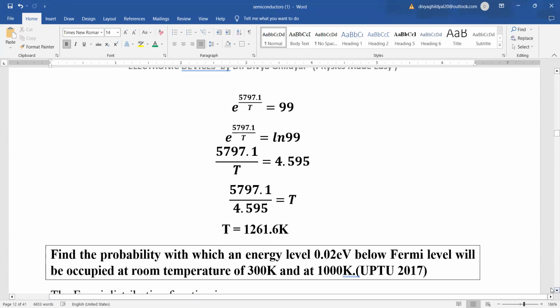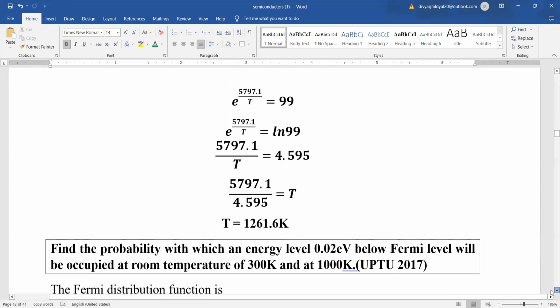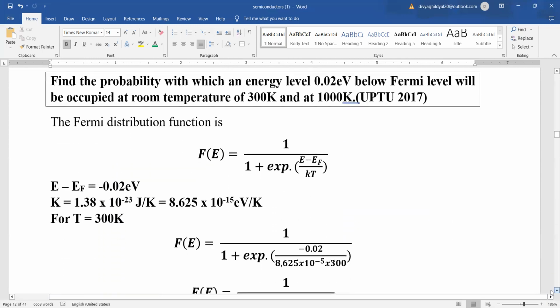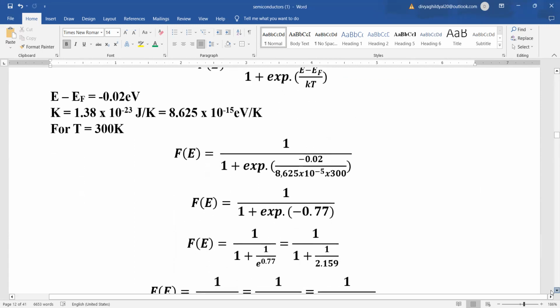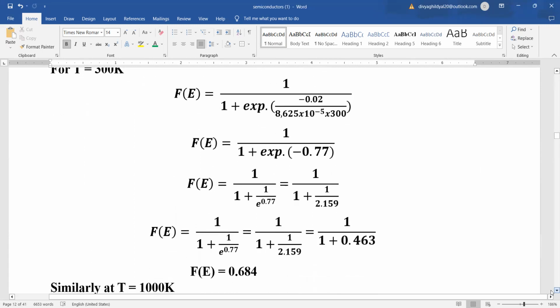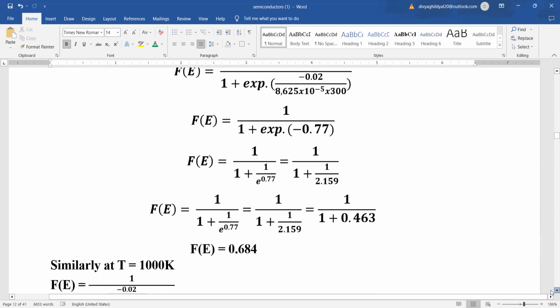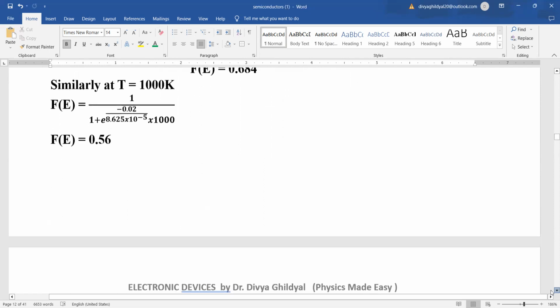Similarly, you can see another numerical which has been asked many times. Find the probability with which an energy level of 0.02 electron volt below the Fermi level will be occupied at room temperature of 300 Kelvin and at 1000 Kelvin. Once again, we will be using the very same formula of the Fermi distribution function. We will put in the values, changing all the values into one system, that is CGS or MKS, whichever is convenient, and find the answer.